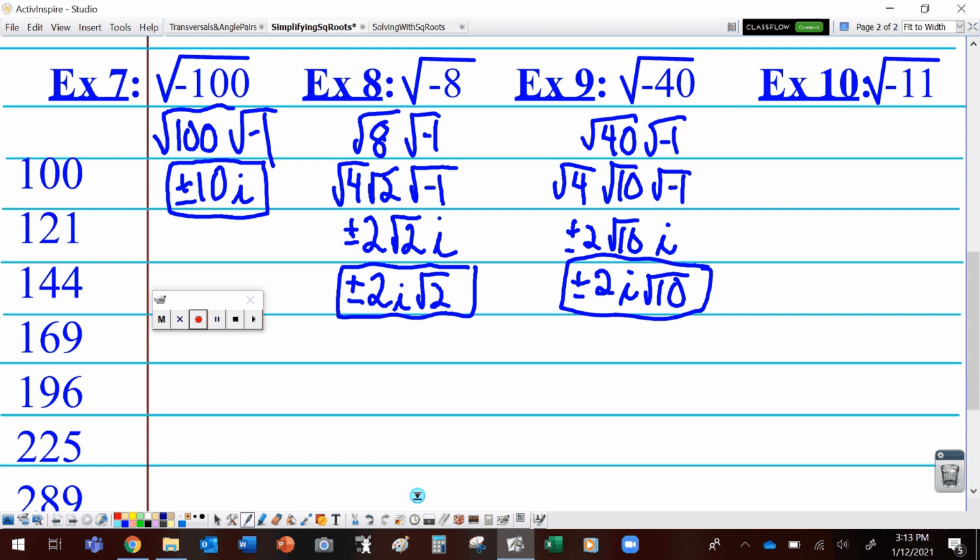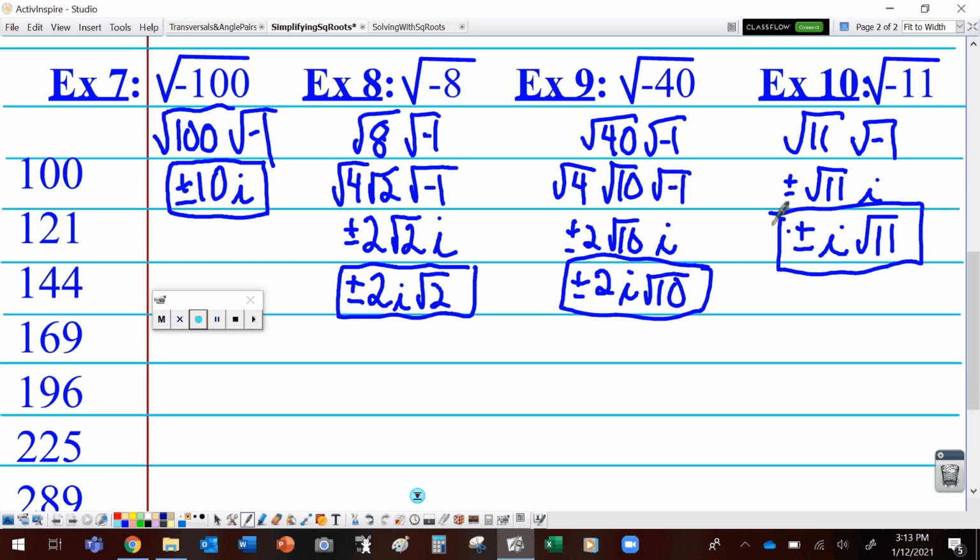Okay, last up, I have the square root of negative 11. Now this one, it's going to seem tricky, but it's actually quite simple. I'll bring down the square root of 11, bring down the square root of negative 1. Now, 11 is not a perfect square, so I'm just going to bring this down as plus or minus the square root of 11. Then the square root of negative 1 is that i. Now, all we're going to do here is move that radical to the very end. So plus or minus i times the square root of 11. And there we go. And that's really all there is to it.